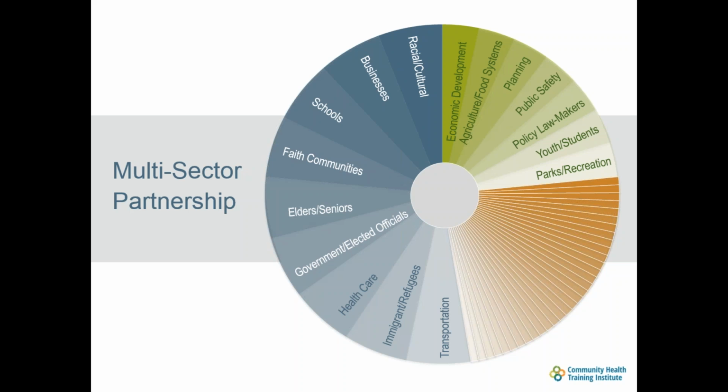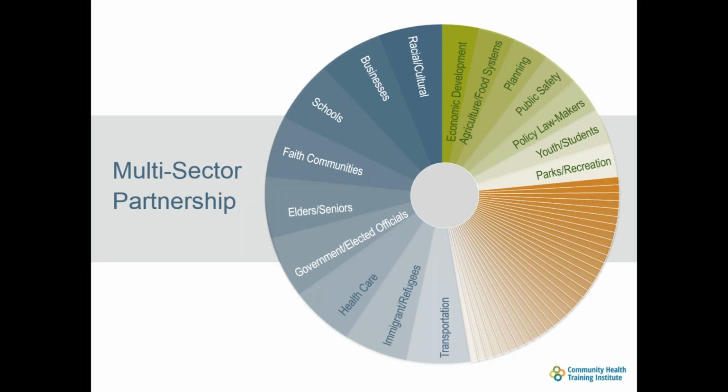So I think the key of this multi-sector partnership wheel is that, one, there are some groups across every community that we probably want to engage, but there are obviously groups that are specific to your community, so it's very easy to customize.